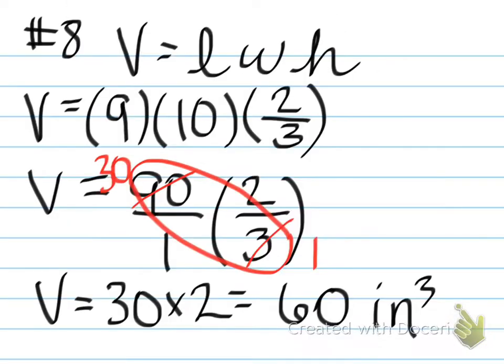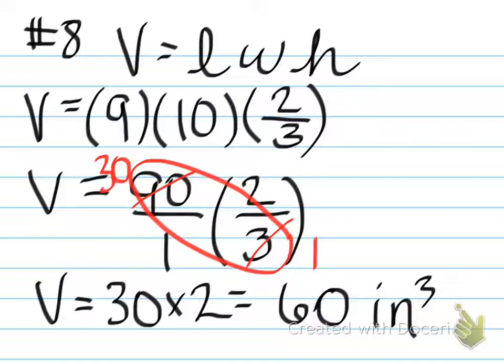So next page, I show my work. 9 times 10 times 2/3. Remember, commutative and associative properties exist, so you can multiply them out of order. You should still get the same answer. You can pair up the numbers that work best for you. So 9 times 10 is 90. Again, I place 90 over 1 to make it a fraction times a fraction, times 2/3.